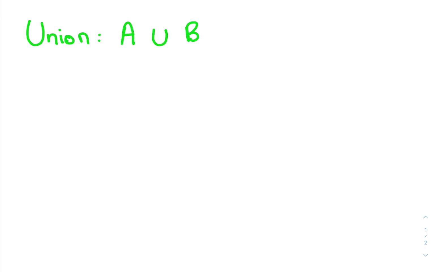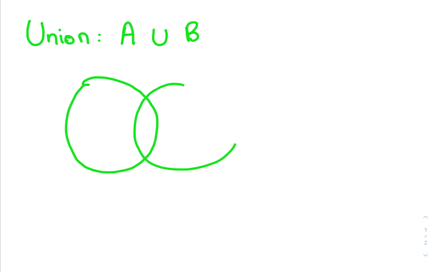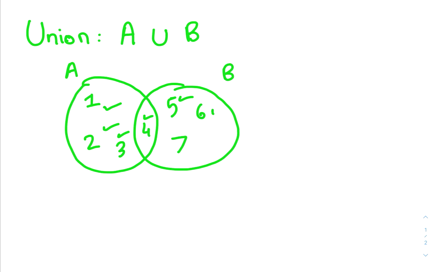Now, let's talk about the union of two sets. The union is the elements which are in either set A or set B, or whatever sets you're looking at. It is written as A union B, and with our examples, it would look like this, where if this is A and this is B, then all the elements from 1 to 7, 1, 2, 3, 4, 5, 6, and 7 would all be included in A union B, because it's all the elements that are in either A or B.